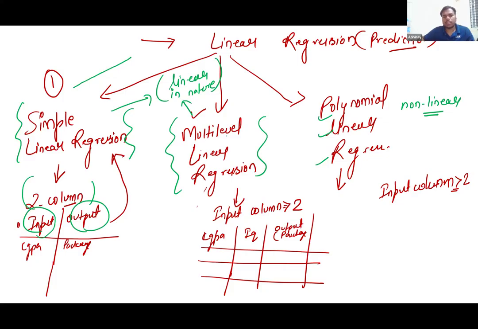Whenever we talk about multiple linear regression, it will have more than two columns in your input, right? Like CGPA and the IQ, and these will be linear in nature. It will have the linear nature, okay.